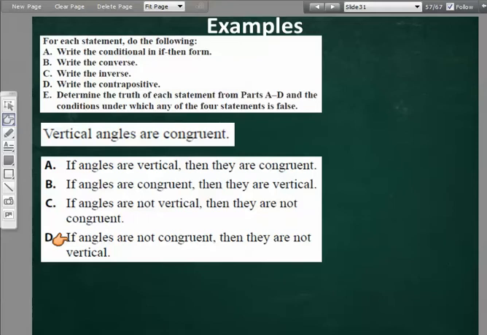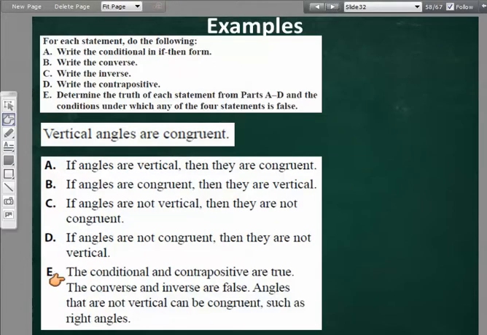If angles are not congruent, then they are not vertical. Well, that's true also, because if they're not congruent, we definitely know they're not vertical. Part E says determine the truth of each statement from parts A through D and the conditions under which any of the four statements is false. So it says the conditional and the contrapositive are true. The converse and inverse are false. Angles that are not vertical can be congruent, such as right angles.